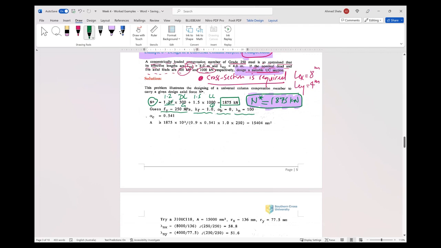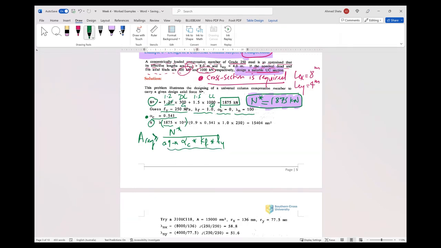So alpha C from the standard using this information will be 0.541. So A should be 1875 times 10 to the power 3, which is N star, divided by 0.9, which is phi, times alpha C, times KF, times F yield. So the area required for this section should be more than this value.